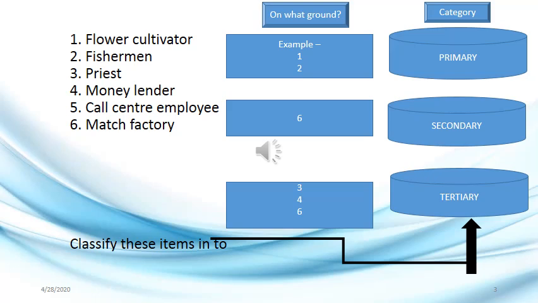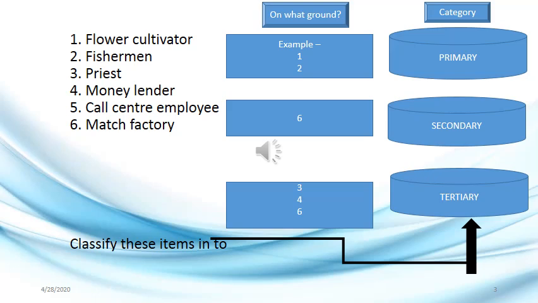It is very clear for us that items like flower cultivator or fisherman can be grouped as one. Then item number 6, match factory, can be grouped as one more group, because we did it based on some ground. A flower cultivator or fisherman may be linked to nature. In a match factory, he is involved in some sort of processing. He is converting some inputs of agricultural activities into a finished product. So there is a process involved. Match factory can be in one group.